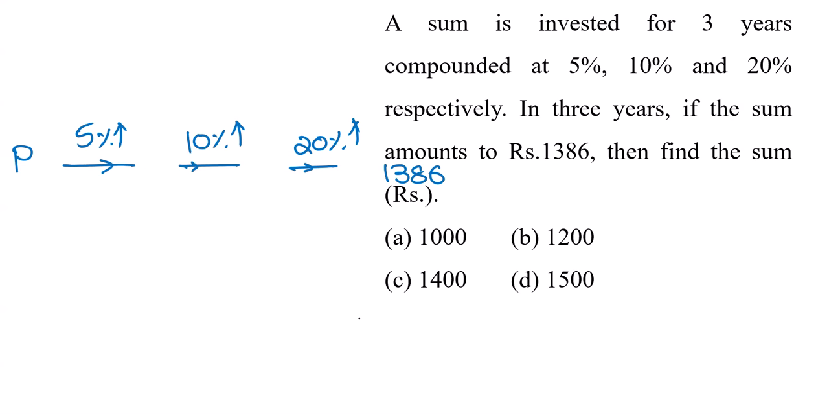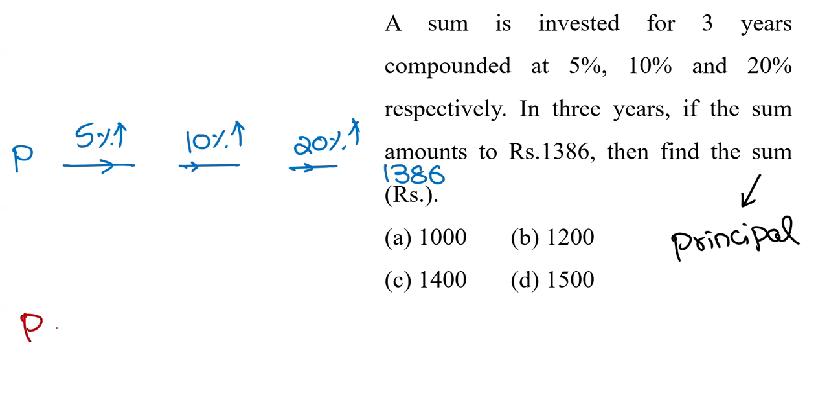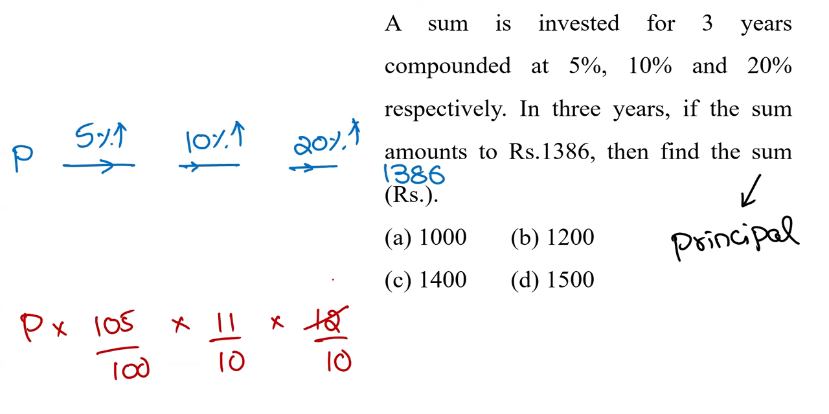What is the population now? After 3 years it becomes 1386. First year 5% increase, second year 10% increase, third year 20% increase. Sum means nothing but principal, as per simple interest and compound interest point of view. So now the same equation format, P multiplied by 105% means 105 divided by 100, 110% means 110 divided by 100, that 0 will cancel. 120% means 120 divided by 100, 12 by 10, or we can say 6 by 5.